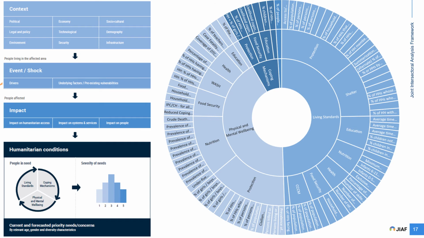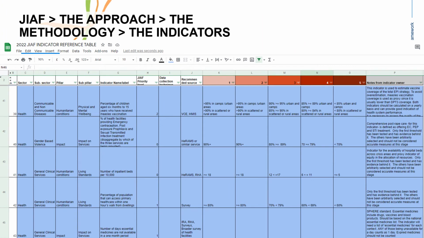The global clusters proposed a total of 123 indicators to feed into the JIAF framework. The sunburst visual on the right shows the 97 indicators used to estimate the severity of the 3 humanitarian conditions, being living standards, coping mechanisms, and physical and mental well-being. The 123 indicators are compiled into what is called the JIAF indicator reference table that you may have seen. It is a live Google spreadsheet, and the link is available at the end of the presentation.